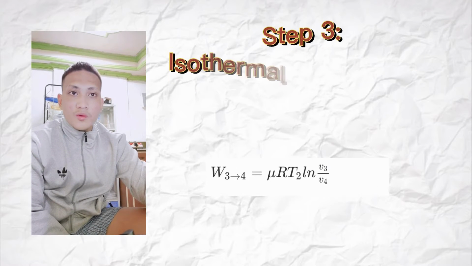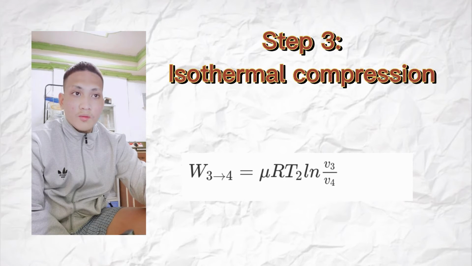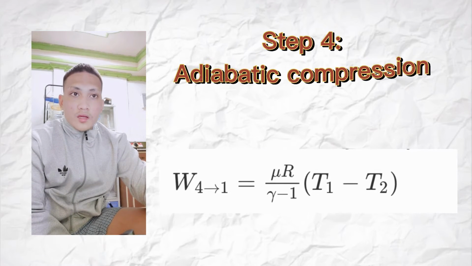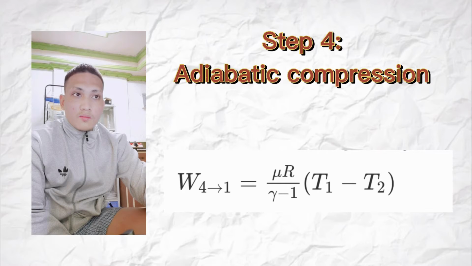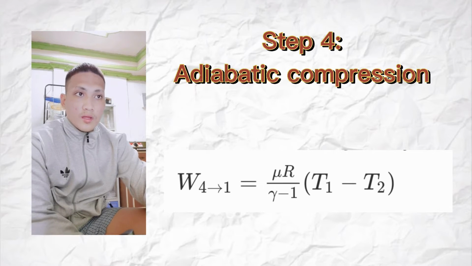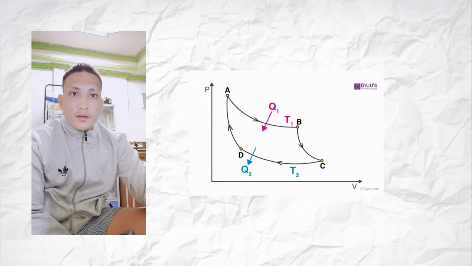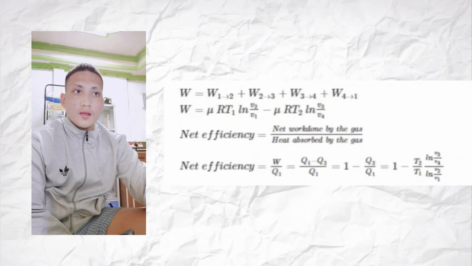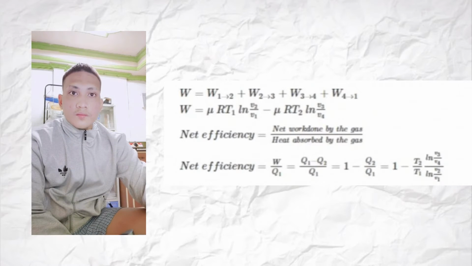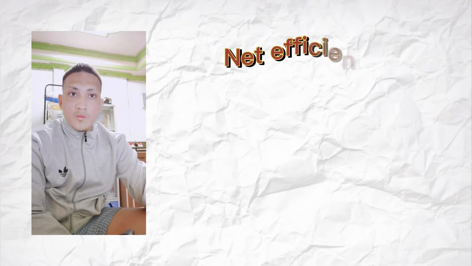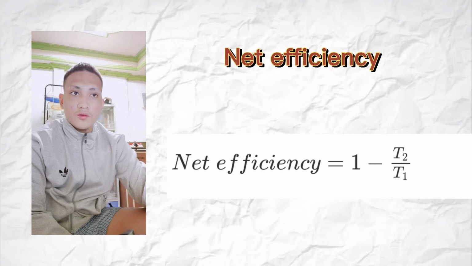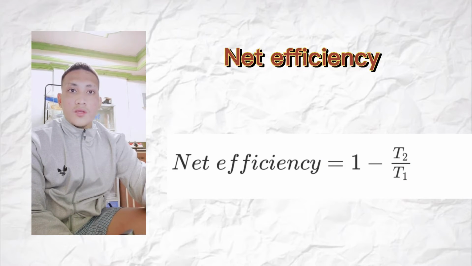Step 3, isothermal compression. The gas is compressed isothermally from the state P3, V3, T2 to P4, V4, T2. And step 4, adiabatic compression. The gas is compressed adiabatically from the state P4, V4, T2 to P1, V1, T1. And now here is the total work done by the gas on the environment in the complete cycle. Net efficiency. The expression for net efficiency for the Carnot engine is reduced to the net efficiency.